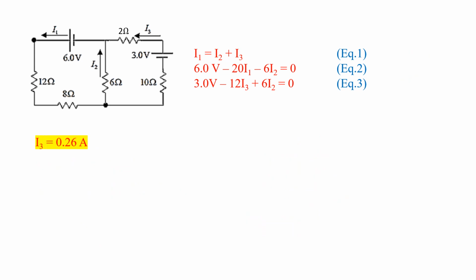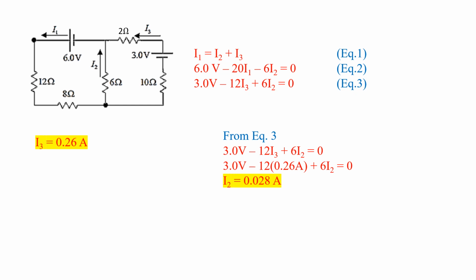Again, you have I3 that's equal to 0.26 amperes, and we're going to use this value to solve for I1 and I2. From equation 3, we can use the I3 value of 0.26 to solve for I2. So you have equation 3 that's equal to 3 volts minus 12I3 plus 6I2 that's equal to 0. I'm going to replace I3 with 0.26. And solving for I2, you have 0.028 amperes.